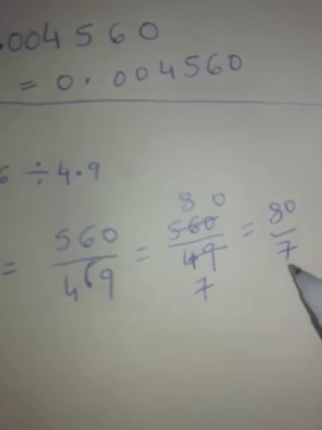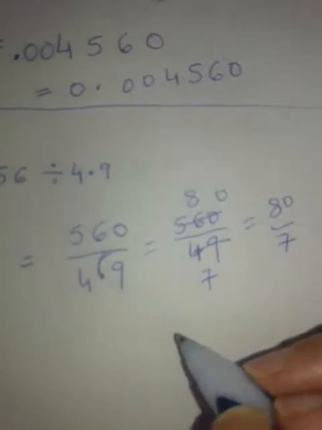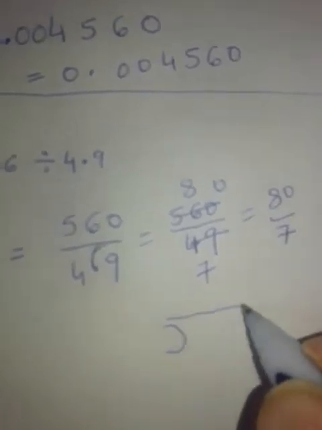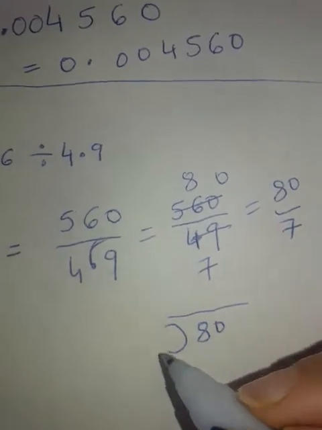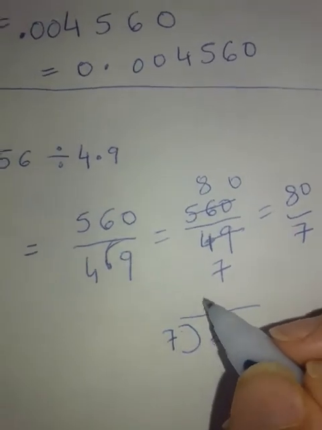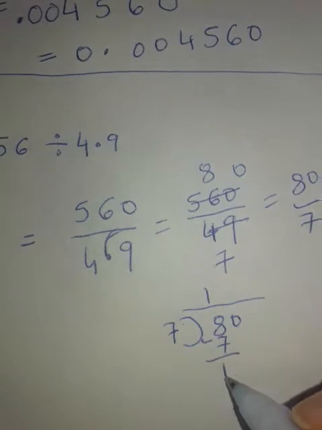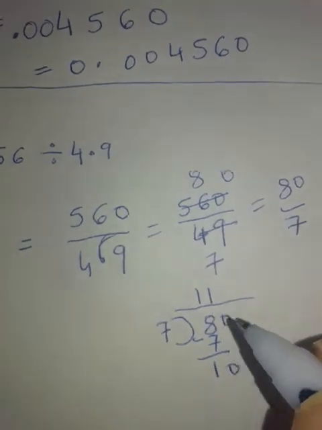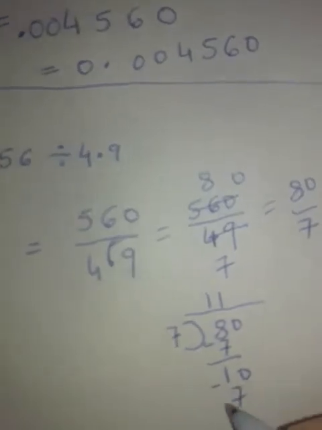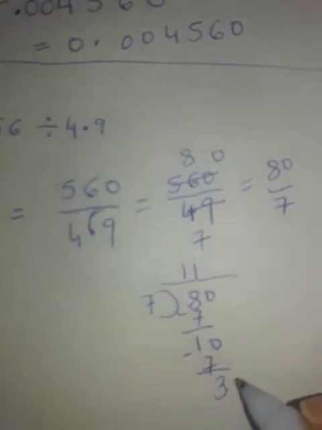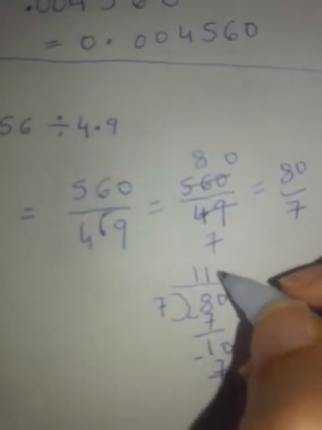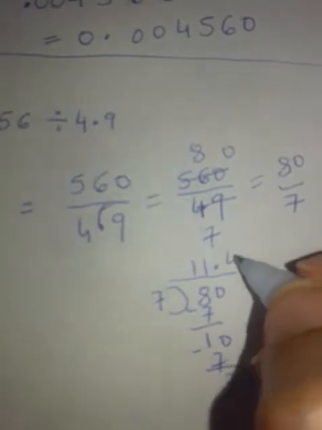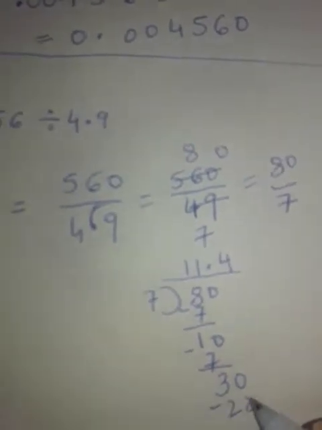And do you remember how we convert it into decimal? You have already watched this video, I guess. 80 goes here and 7 here. 7 1s are 7. Again 7 1s are 7. When you give a 0 here, you give a decimal point here. 7 4s are 28. So your answer is 11.4. You can carry it out till you get a 0.